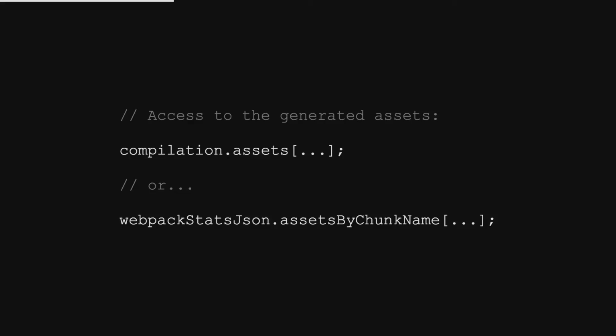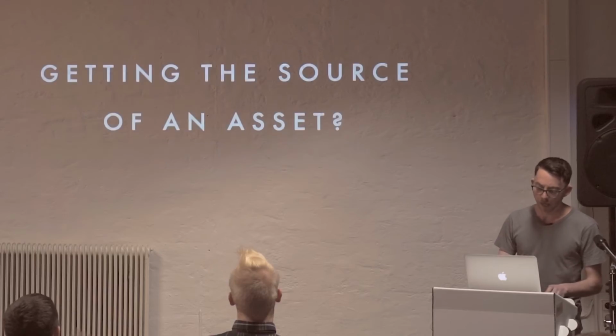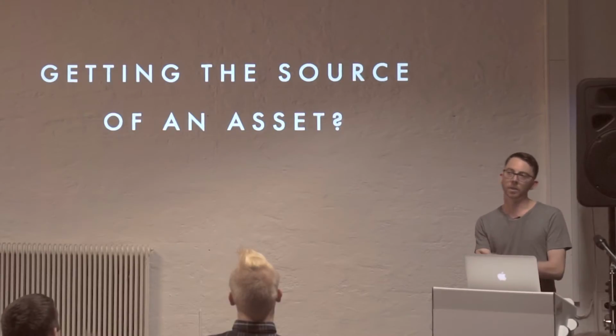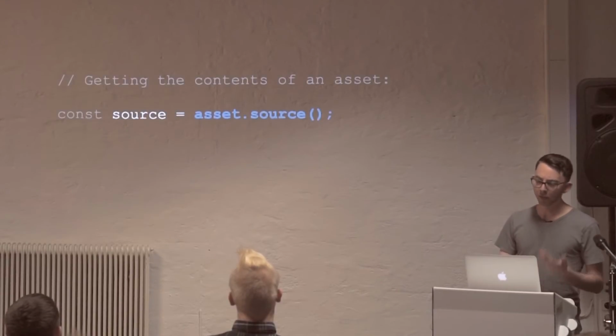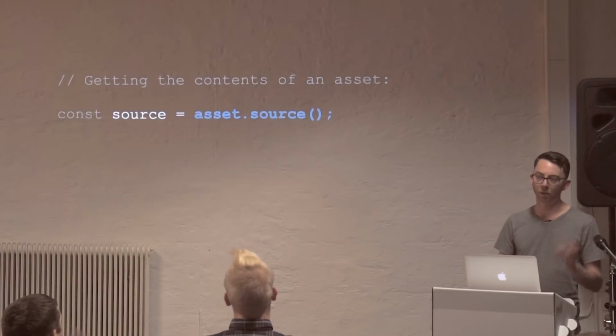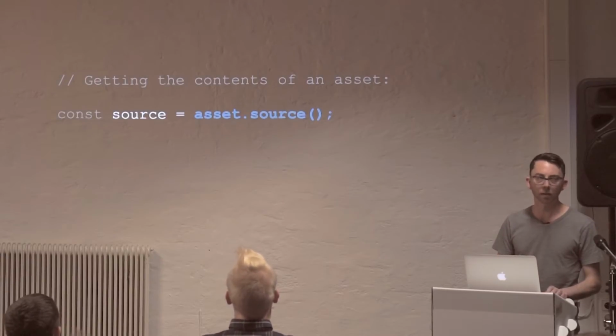There are a number of ways to do this. The two main ones are the compilation has an assets object you can look at. There's also a Webpack stats JSON object that you can get a handle on, and that has your assets by chunk name as well. So once you've got your asset, which is, in this case, the component.js file, getting the contents of the asset is super easy. You just call .source on it, and there you go. You've got the resulting contents of that file.